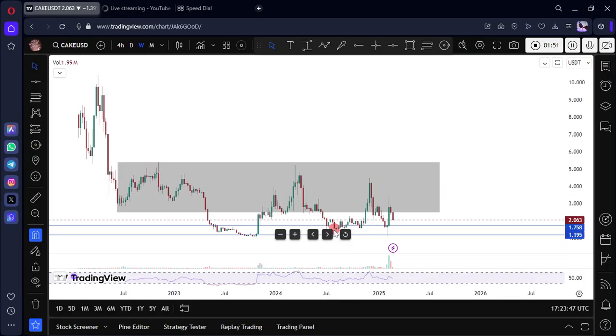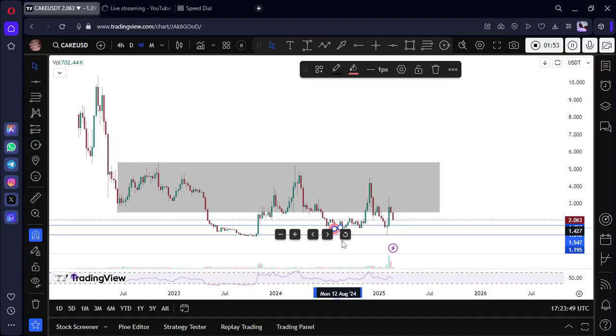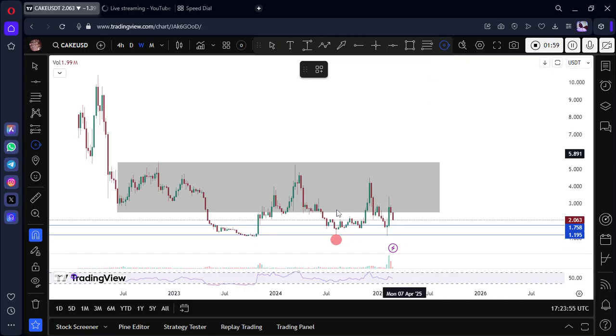Okay, so you can see this weak action here. Then there is another weak action here. So you can see these two weak actions. Price actually came back to these two lines.